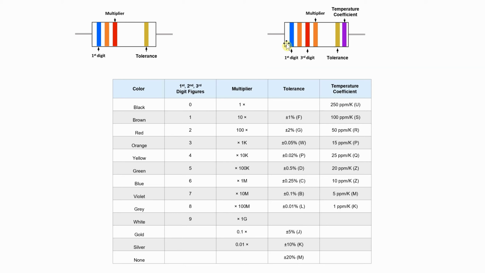Another value on the resistor is the temperature coefficient. It means the difference in parts per million per 1 Kelvin change of temperature. And that's it. You can use this table to calculate any value you wish.